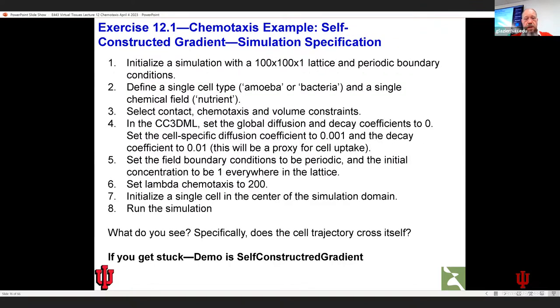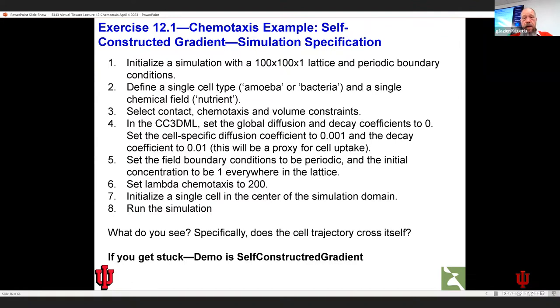And so here's what I would like you to do. I'd like you to initialize the simulation. You can make it 100 by 100 by 1. Give it periodic boundary conditions. You don't want things getting stuck to the edge of your simulation. You can create a single cell type. You could call it amoeba or bacteria. And a single chemical field. You could call it nutrient or oxygen, if you like. Give the cell a contact energy or chemotaxis term and a volume constraint.